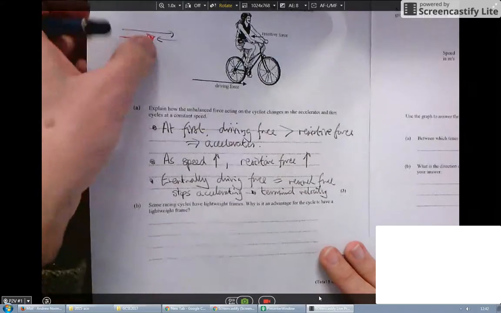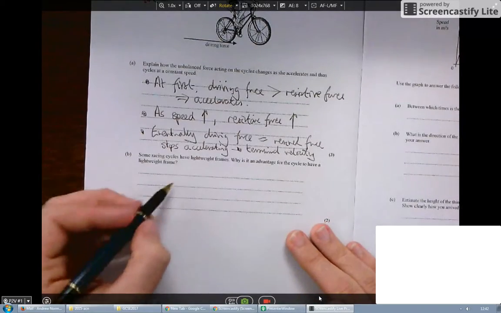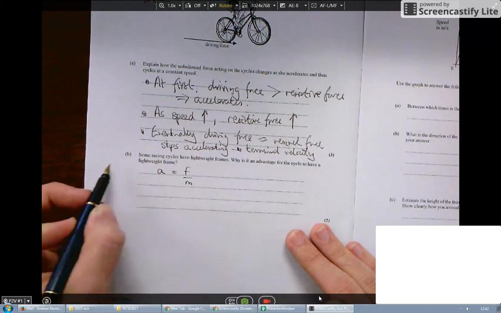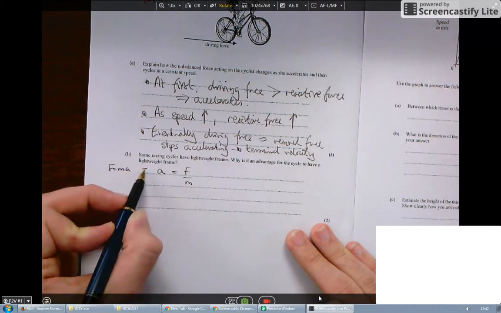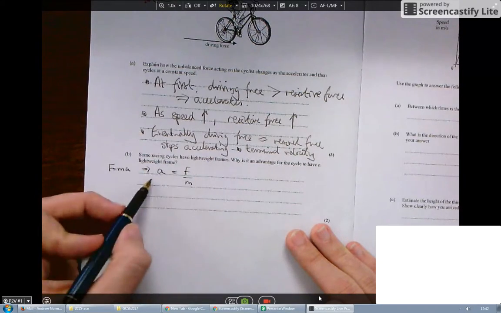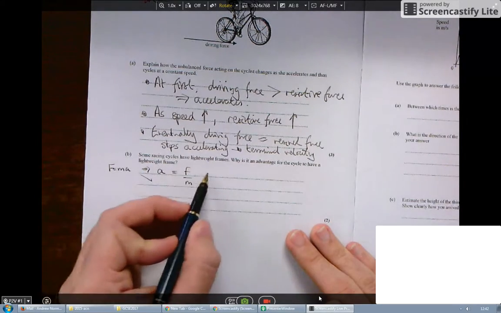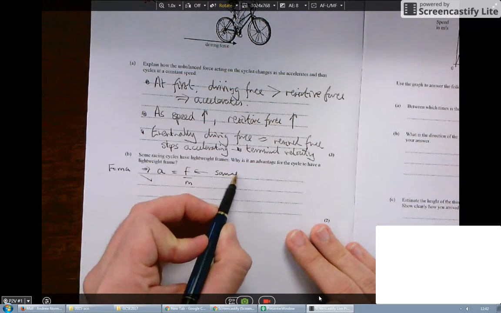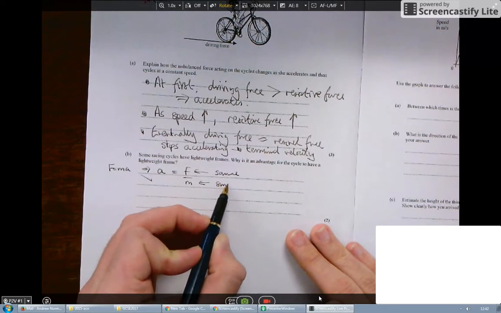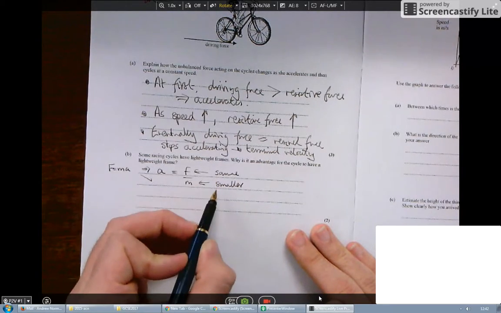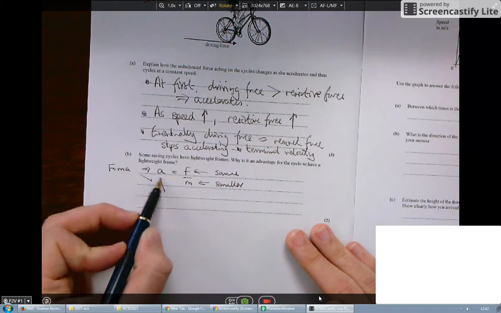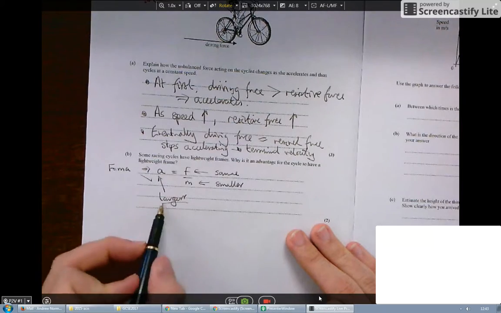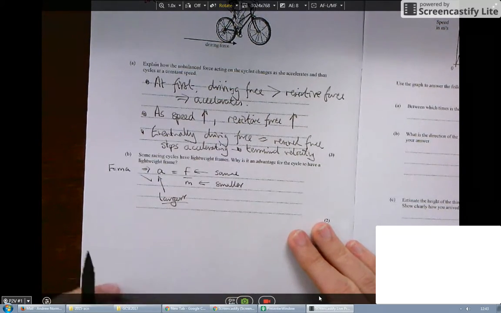Some racing cycles have lightweight frames. Why is it good for them to have lightweight frames? The reason for this is that your acceleration is your force over mass, because F equals ma. So that's worth 1 mark. And then because the force is going to be the same, she's not going to get any stronger, the force is the same, but the mass is smaller. This means if you're dividing something that's the same by something that's smaller, the acceleration is going to be larger. And that means you can get more acceleration for the same force.